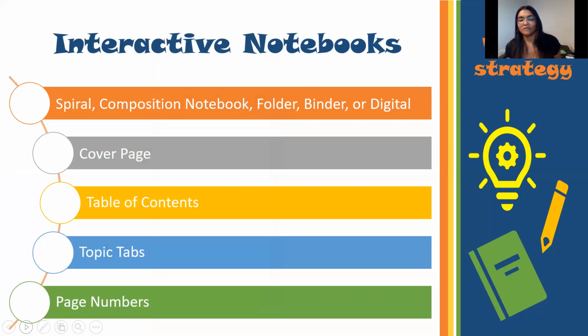It is very simple. It's not expensive at all. You start with a spiral notebook or a composition notebook. My preference is a composition notebook, but you can use a folder or a binder, and now, with the technology going around in these times, you can do interactive notebooks in a digital form. All you need is to have a cover page and a table of contents. You're going to use topic tags or dividers, and you're going to put page numbers that correlate with the table of contents.